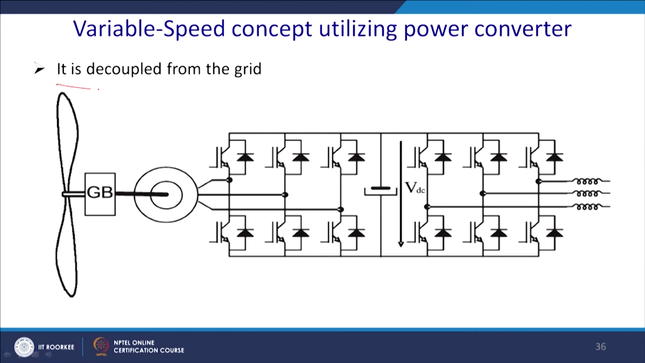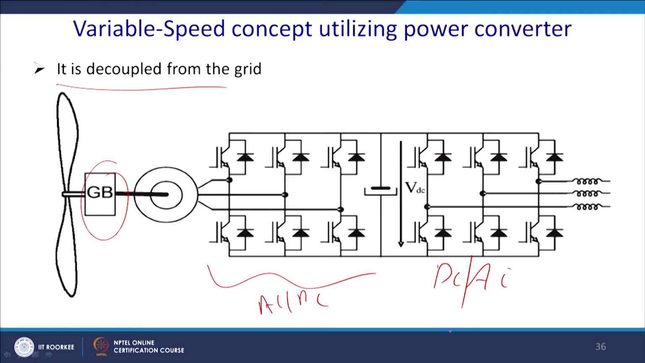This is decoupled from the grid, and is basically used for the permanent magnet synchronous generator, and you may have a gearbox also. You take the power from the stator, and there is the rectifier stage, because it may generate voltage at any frequency which may not be suitable for practical applications. Ultimately, you have an AC to DC stage followed by a DC to AC stage.